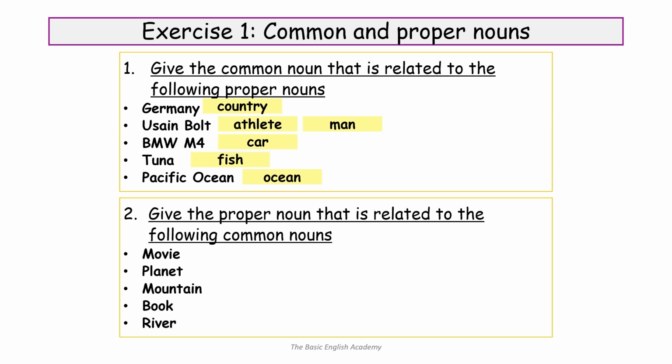We have given you 5 common nouns. Think of proper nouns that correspond to them. Remember, proper nouns are specific names. You can write down your answers in the comment section below. And I'll give you guys a few seconds to attempt this. Okay, here are the answers.